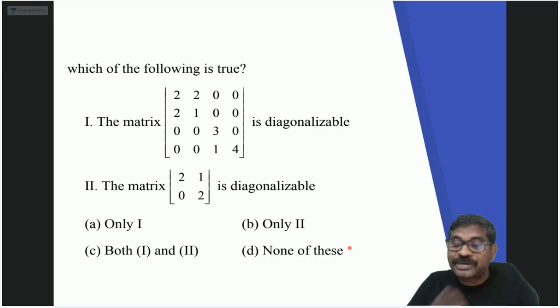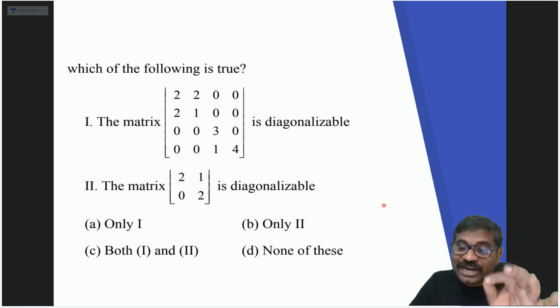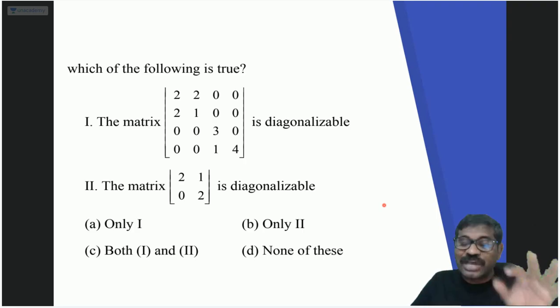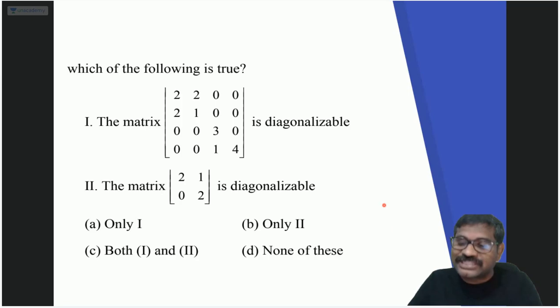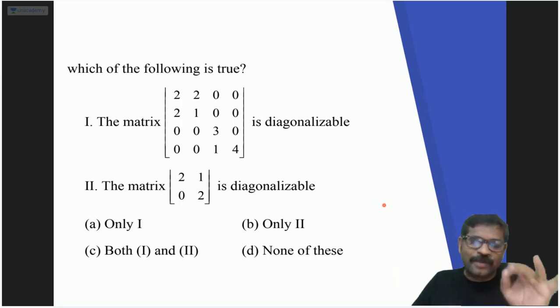Please remember. If you would like to test whether a matrix is diagonalizable or not, first your job is to calculate eigenvalues. Next, you have to analyze independent eigenvectors. We are interested in linearly independent eigenvectors. That is called geometric multiplicity. After that, we will come to whether the matrix is diagonalizable or not. Okay? Now, come to the problem.